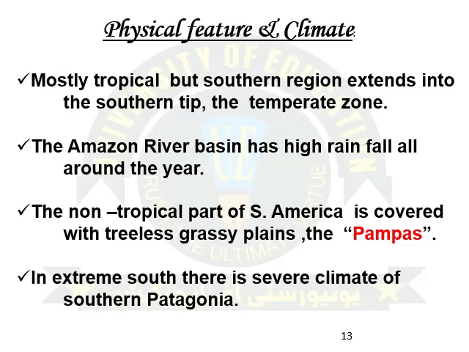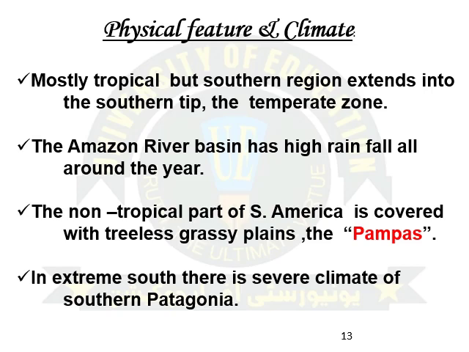Concerning the physical features and climate of this region, mostly it is represented by the tropical climate, where most of the year the rainfall is maximum, and the temperature and the light availability is maximum. However, the southern region extends into the southern tip, where the temperate zone is present. The Amazon River basin has high rainfall almost around the year. However, the lower part, the non-tropical part of South America, is covered with treeless grassy plains which are known as the pampas. In extreme south, you can find a severe climate of southern Patagonia.